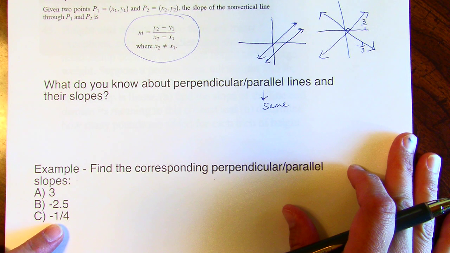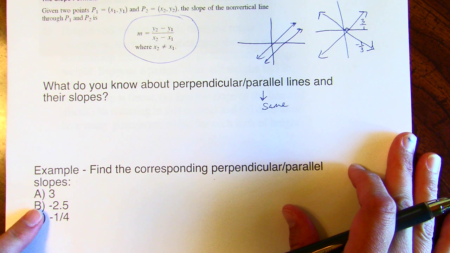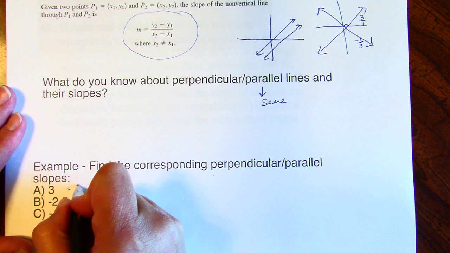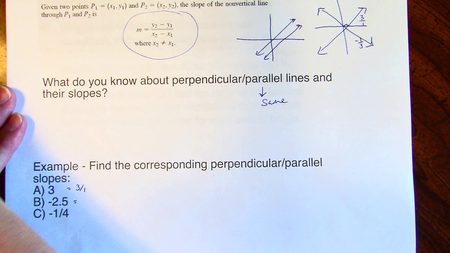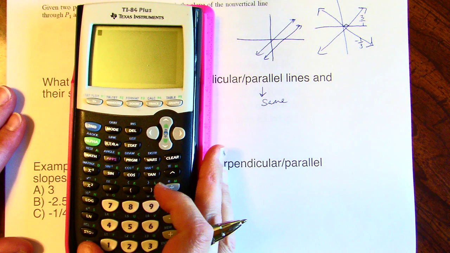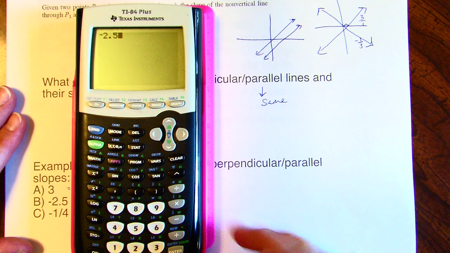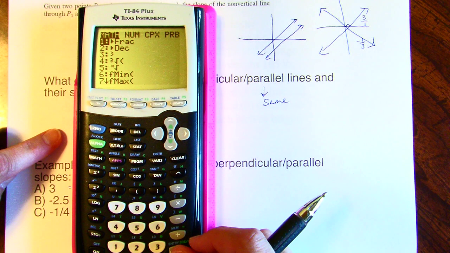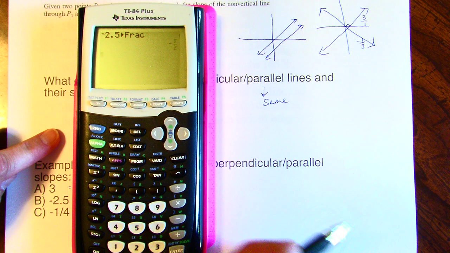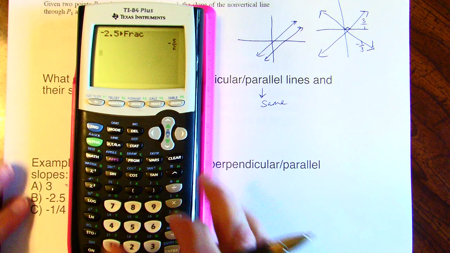For perpendicular, they're a little harder because the top two are not in fraction form. So you might want to just put them in fractions. -2.5, ooh, you might need to think on that one. Let me show you a quick little tip on your calculator. If I type in -2.5, this math button over here, I can click it. And the very first option is frac. That means turn it into a fraction. And woo, look at that. Isn't that pretty? It does it for me.